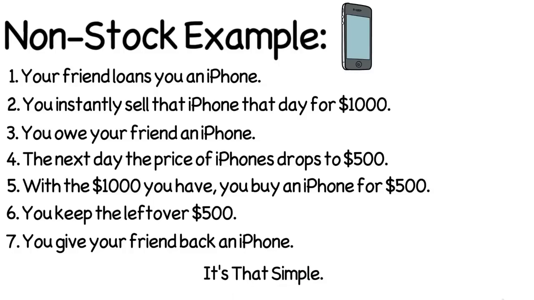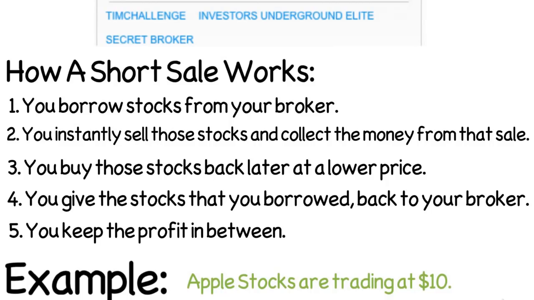That's how short selling works. It's that simple. There's nothing else really to it. It's a simple concept. So just to go over it real quick again, your broker will loan you stocks. You sell those stocks right away. You get money from that. And then the price of that stock goes down. So then you go and buy that stock again at a lower price, and you just keep the profit in between. And then you give the stocks back to your broker and get even with them.